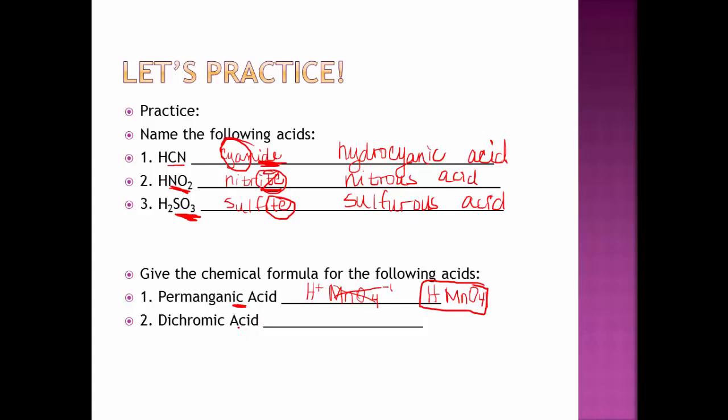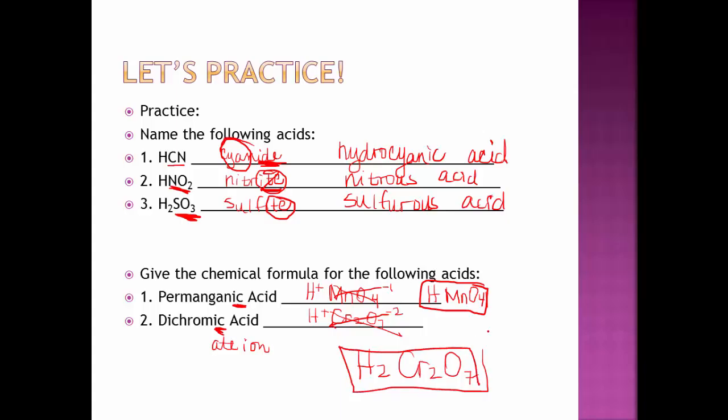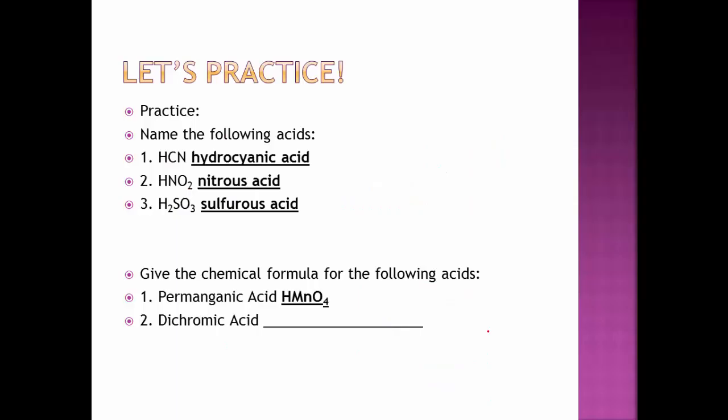And our last example here, dichromic acid, same thing. It ends in ic, so we know that came from the ate ion. So that would be dichromate. So dichromate is Cr2O7 minus 2. That's just the ion. The acid formula is going to be when that's paired up with H+. So we put it with H+, and we do the crisscross rule. So I bring the 2 down there, and the 1 goes down there. So it's H2Cr2O7. So here's all our answers.